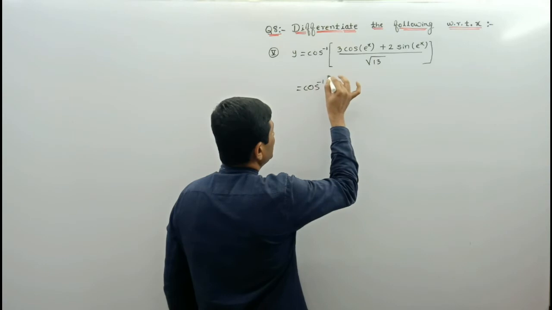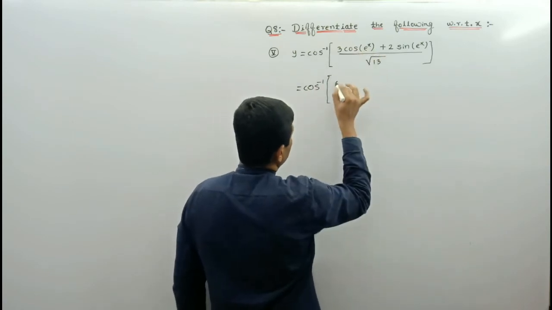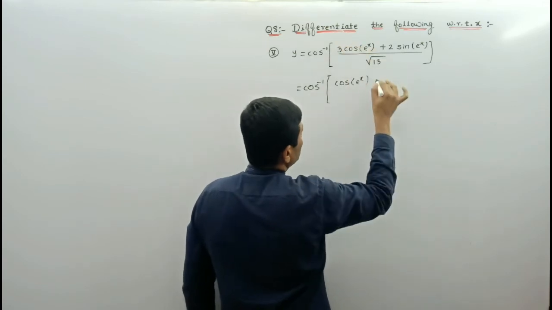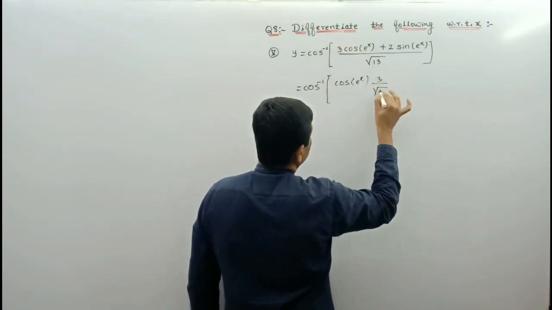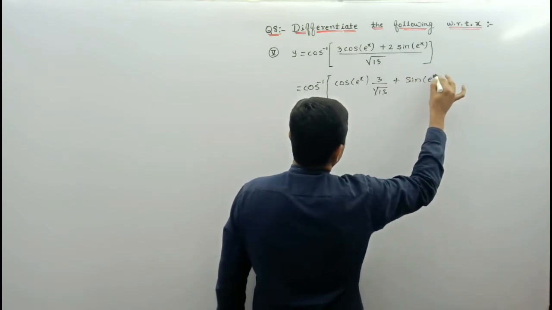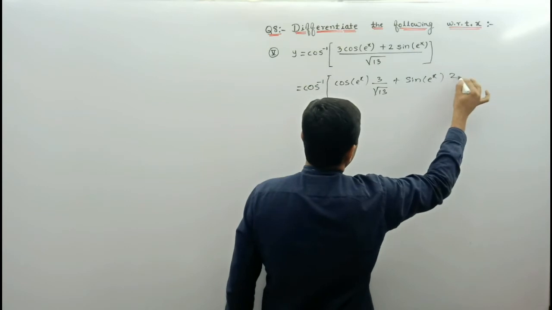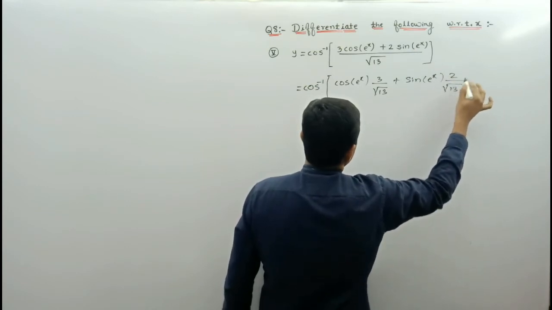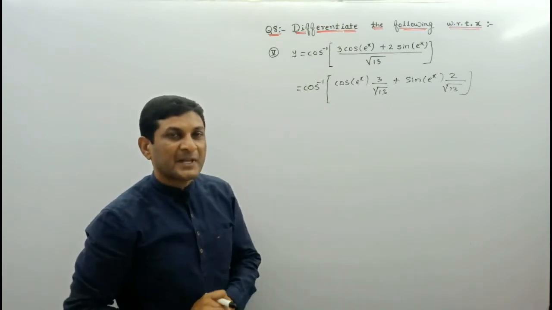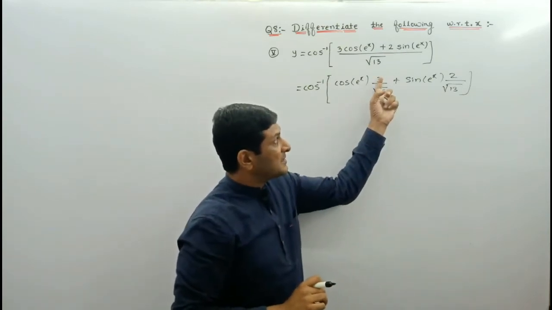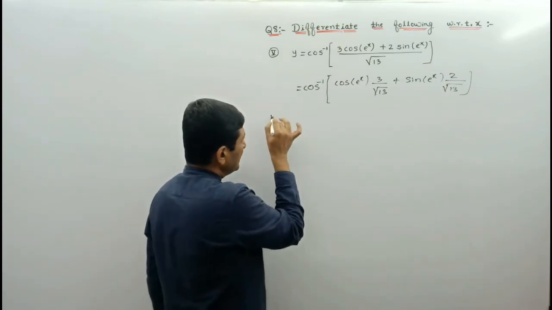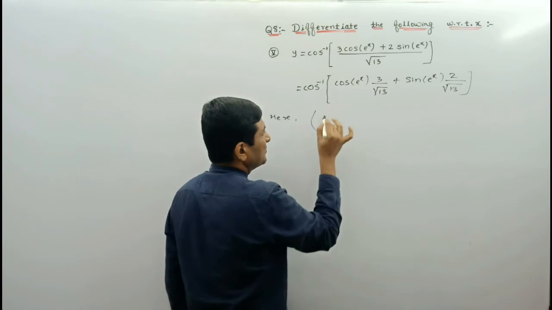So cos inverse, keep it as it is. Here first write down the trigonometric term, that is cos e raised to power x. Numerical value is 3 upon under root 13, plus, again here the trigonometric function is sin e raised to power x. Keep it as it is. What is the numerical value? 2 upon under root 13. In short, we are dividing both the terms separately by root 13. Later on, we have to prove that the sum of squares of these two numbers is equal to 1. So let us check whether the sum of squares of these two numbers is equal to 1 or not.